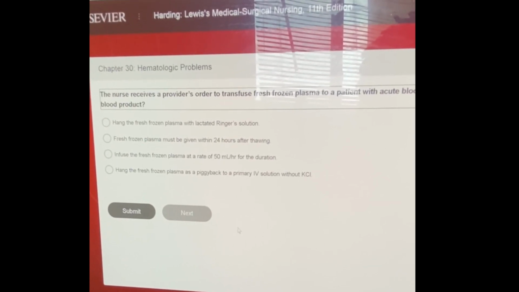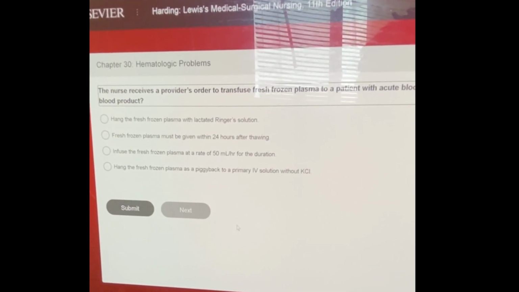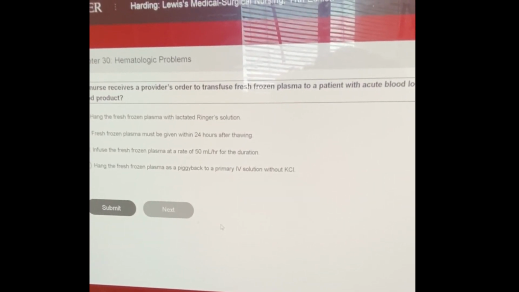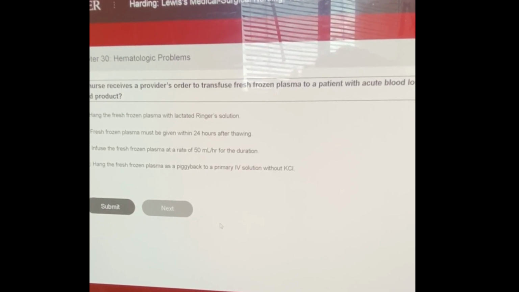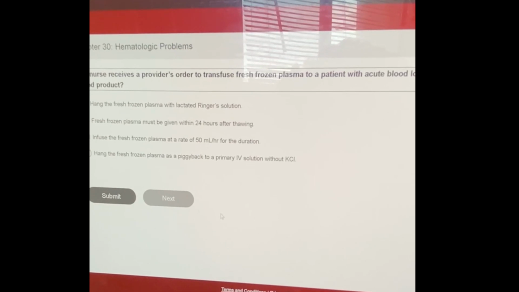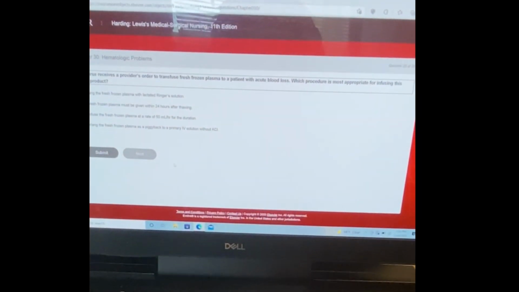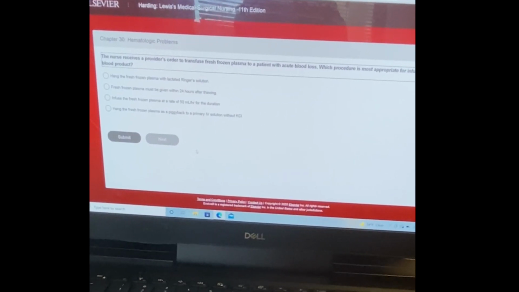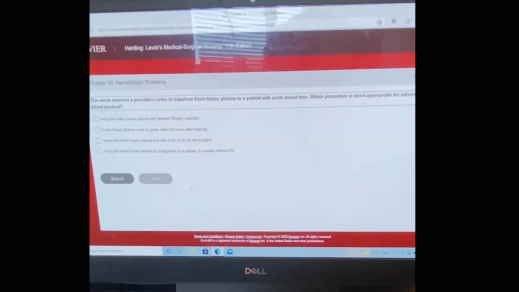You would think that would be first, though, because if the fresh frozen plasma is not fresh, what's the point? Because if you didn't give it within the right time frame, it doesn't matter if you're hanging it, infusing it, using the piggyback, whatever, using lactated ringer solution. It wouldn't matter if the plasma is not good because you let it sit too long. So I think it's fresh frozen plasma within 24 hours. Okay, let's see.